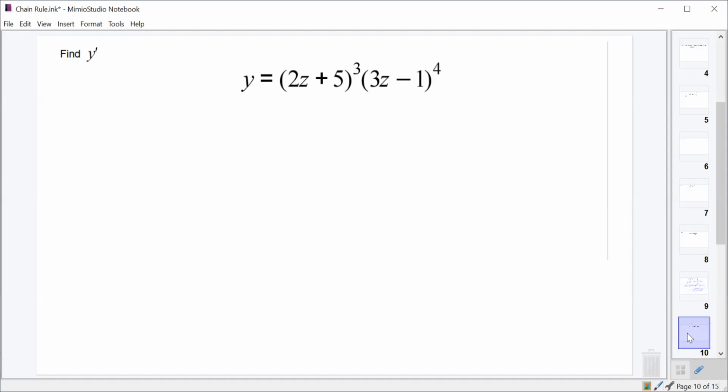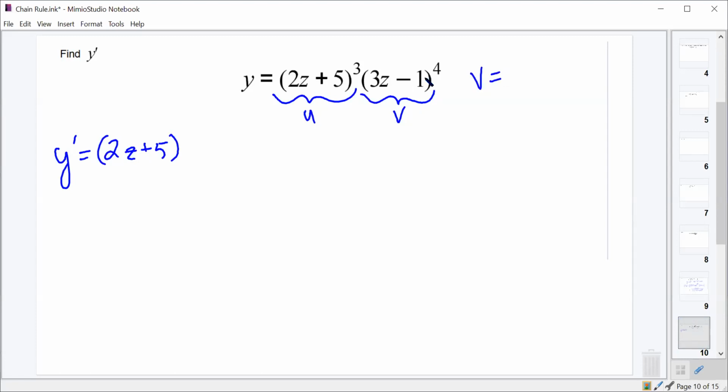So using the product rule, we'll call this one u, and we'll call this one v. And so as we find that derivative, y prime should be u times the derivative of v. So what does v equal? V equals, we'll need some other variable here, right? Something to the 4th power. What variable do you guys want to use?